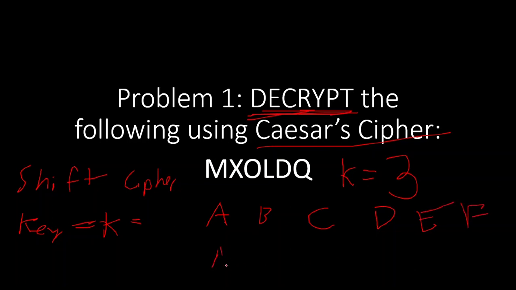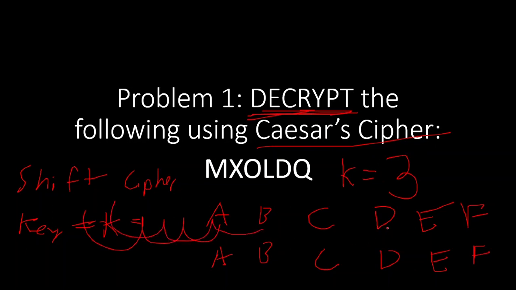Let's make 2 rows over here. So K is equal to 3, A is going to be 1, 2, 3. B is going to be 1, 2, 3. Now D is going to be 1, 2, 3. Therefore, this D is going to go here. So A goes to D, B goes to E, C goes to F, and so on and so forth. That's basically the principle of shift cipher and Caesar cipher.